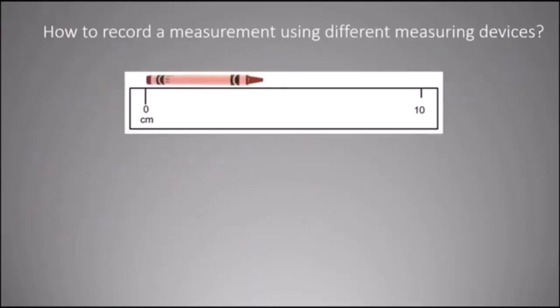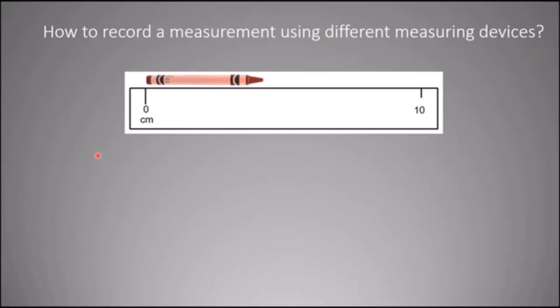Okay. Let's move on to our next topic, which is how to record a measurement using different measuring devices. The rule here is that while taking a measurement, we always take one estimated digit. And this estimated digit is the last digit. The digit prior to this estimated digit is always a mark on the device. And this estimate actually helps scientists to determine the precision of a measuring device.